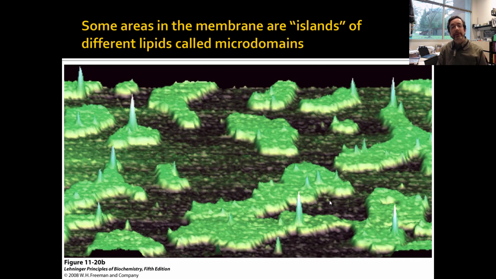So the main thing is that's what I want to leave you with. There are islands of different lipids. There are microdomains in the membrane. And we have these different areas that flow differently. And remember that you have lipid rafts in this as well.